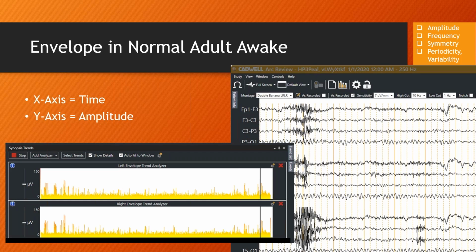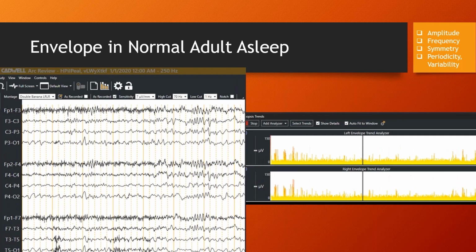If we look at the box in the upper right-hand corner, amplitude, the amplitude that we'd expect. Frequency, well, the envelope trend only gives us amplitude information. It does not give us frequency information. Symmetry, we can see it looks pretty symmetrical, left versus the right. And periodicity or variability, we can see there's some variability in what we're looking at.